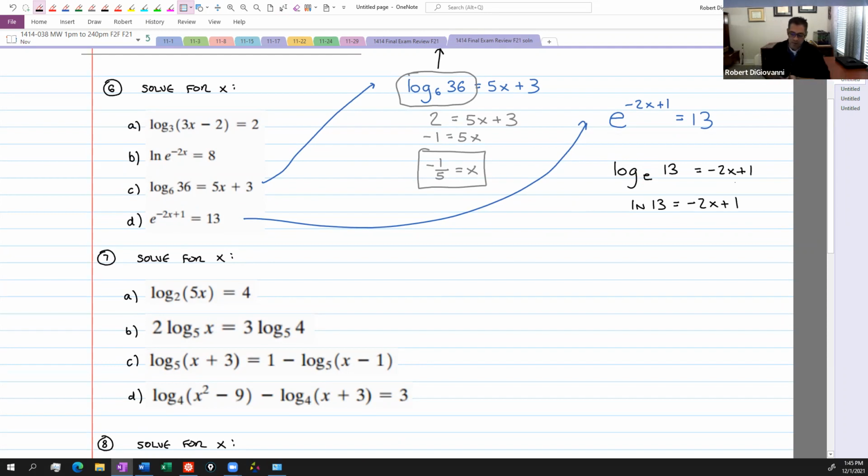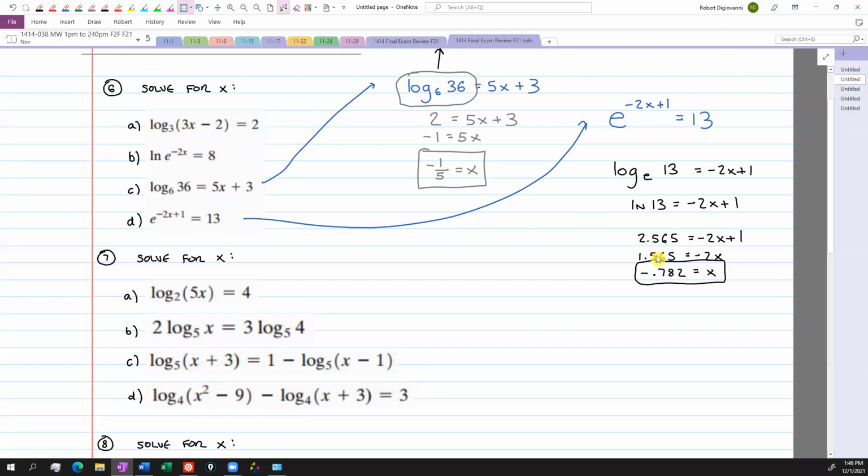And then get my calculator. I'm going to do natural log 13. That's going to give me 2.565. Let's just say 2.565 is equal to negative 2x plus 1. Okay, I subtract 1 from both sides, and then I divide both sides by negative 2. And I should get negative 0.782 about is what x is. Questions?